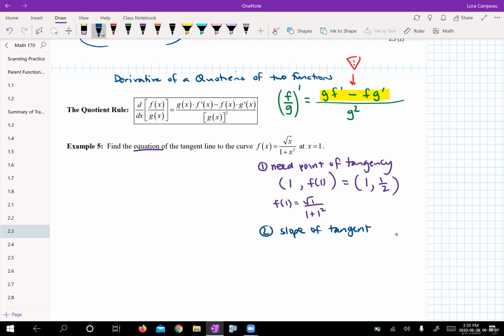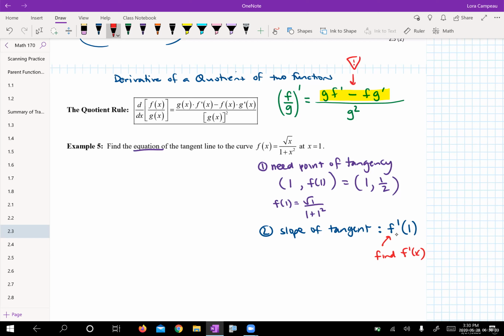So just remember, the slope of the tangent is calculated by finding the derivative of the function, but then plugging in the x value for the point of tangency. Before we do this, it's recommended we find f prime x first. So find the first derivative first.